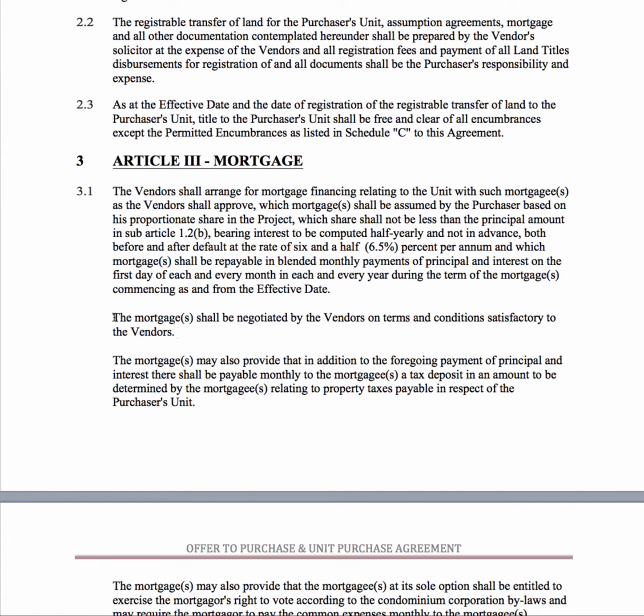But technically, you'll be able to view your mortgage payment and your cash flow that will be deposited into your account. We will negotiate terms and conditions of this mortgage satisfactory to us, but they will not exceed 6.5%. It will not be below an amortization of 25 years and a term of 5 years.